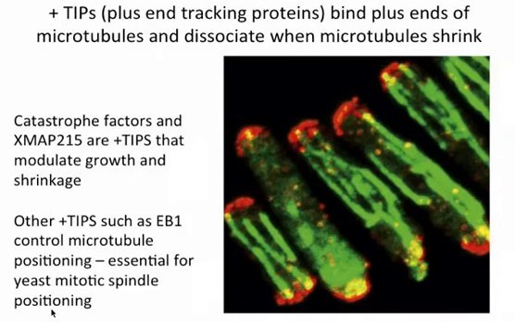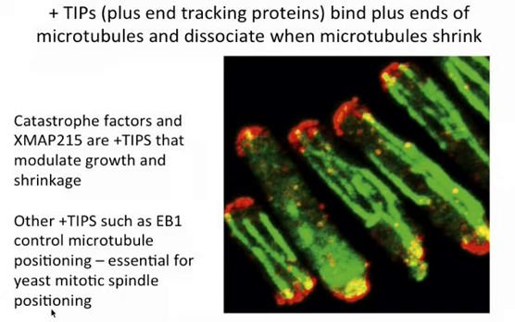Okay. Plus tips, plus end tracking proteins. They bind to the plus ends of microtubules, and then they dissociate when microtubules shrink, which is very cool. I think one of those initial videos I showed you, which was just showing microtubules growing, was actually using an antibody against one of the plus tips. I forget which one. I think it was EB1, actually. And it only binds when it's growing outwards. So what you saw is just movement out. You didn't see the back. You only saw out because it dissociates when microtubules shrink.